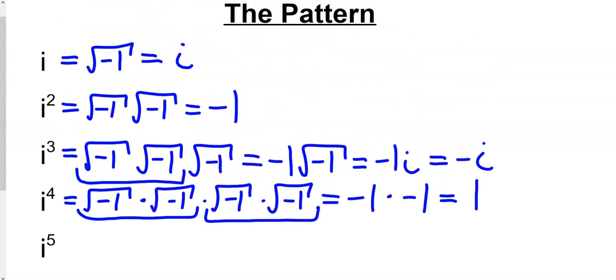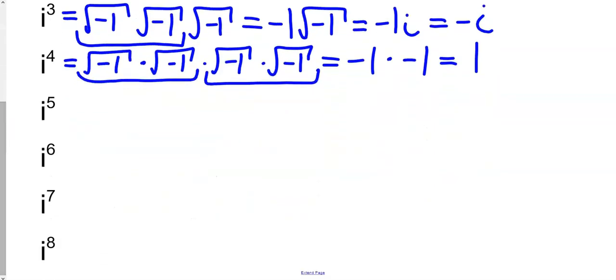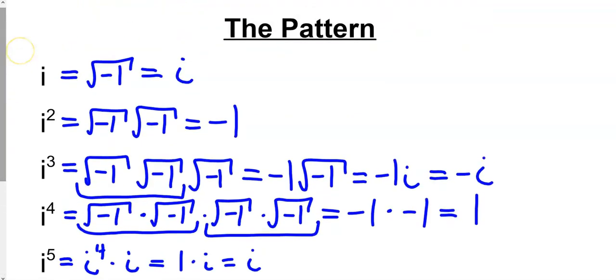i to the first is i, i to the second is -1, i to the third is -i, and i to the fourth is 1. And what's going to happen is this pattern is going to repeat. Let me show you. i to the fifth is really made up of i to the fourth times an i. Well, don't we know what i to the fourth is? It's 1. And 1 times i is just i. Notice that's the same thing that we had up here for i.